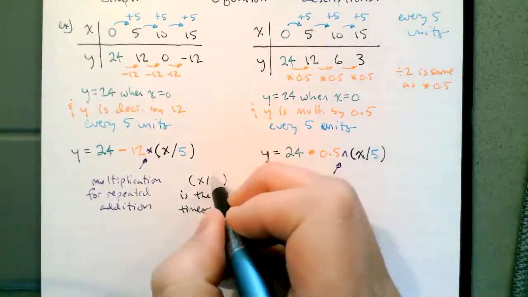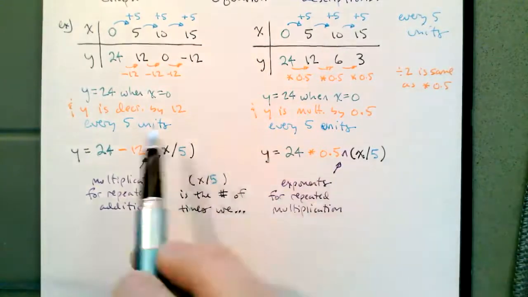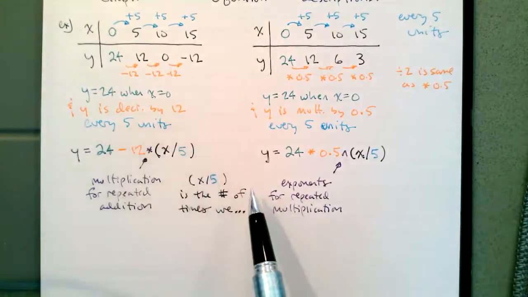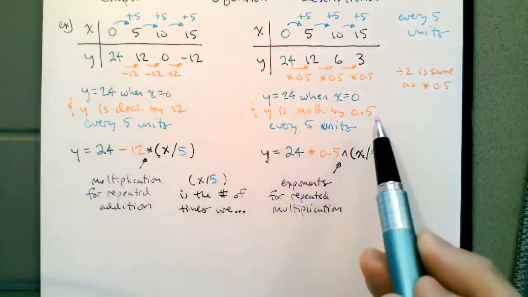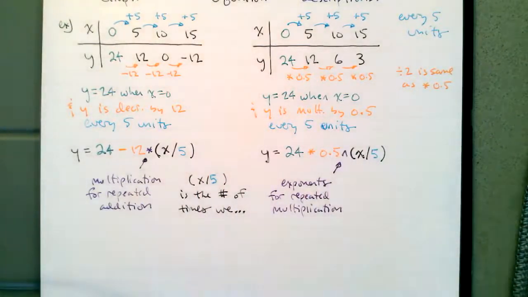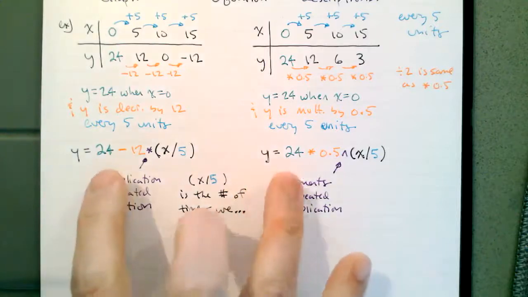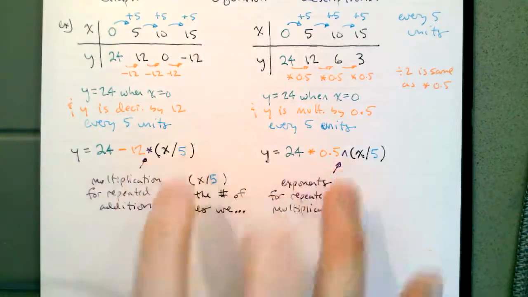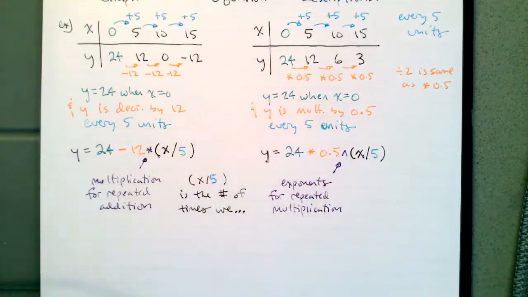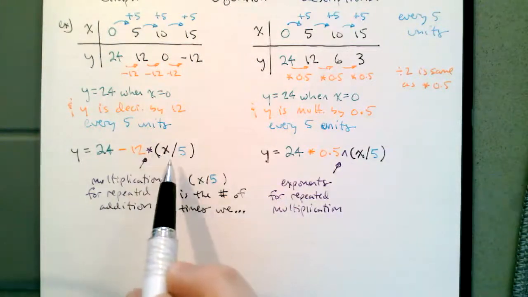X over 5 is the number of times we subtract 12. X over 5 is the number of times we multiply by 0.5. So in that sense, we're just changing the operation that's happening. In both equations, we say start off at 24 and do this number of times. On the left example, the thing we do is subtract 12. We're doing a repeated addition, so we use multiplication, and we multiply by the number of times we subtract 12.